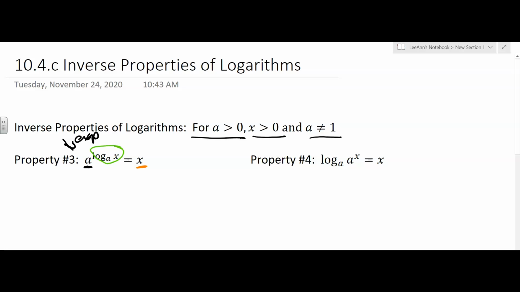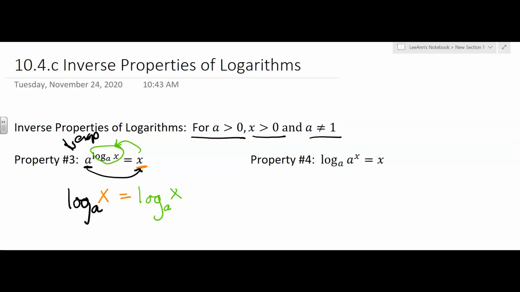Now I'm going to convert it to a logarithmic equation. So I'm going to write log, and the base is a. Then I have to go over here and get the argument, which is x, and then that's got to equal the exponent, which is log base a of x. Well, look, you have the same thing on the left as you do on the right, okay? So that would be true.